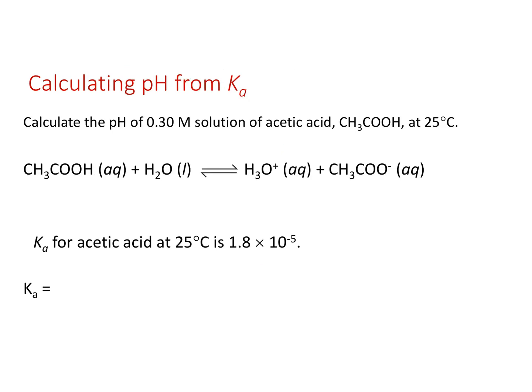So here's the other version of that calculation. We calculated Ka from pH. You should also be able to do the opposite of that calculation. You should also be able to calculate pH from Ka. So in this question, we want to calculate the pH of a 0.3 molar solution of acetic acid. And here's the equilibrium for that. I've got acetic acid reacting with water to form hydronium and acetate.